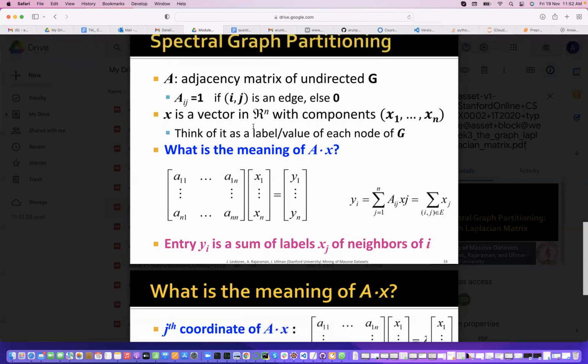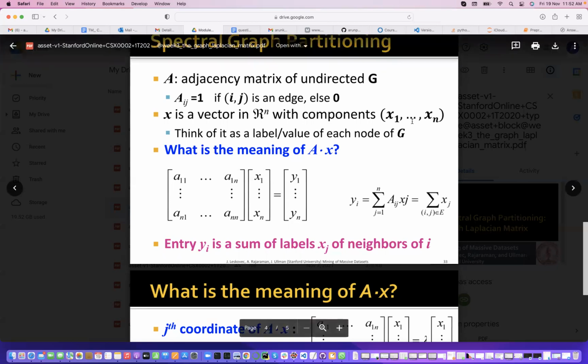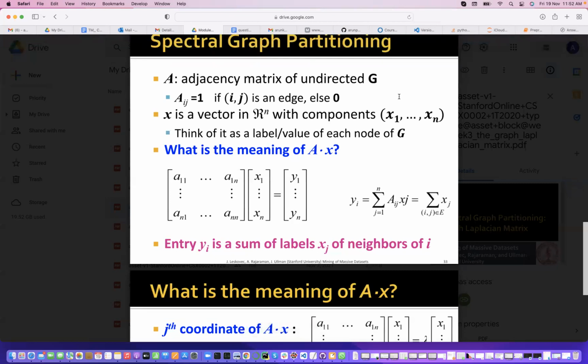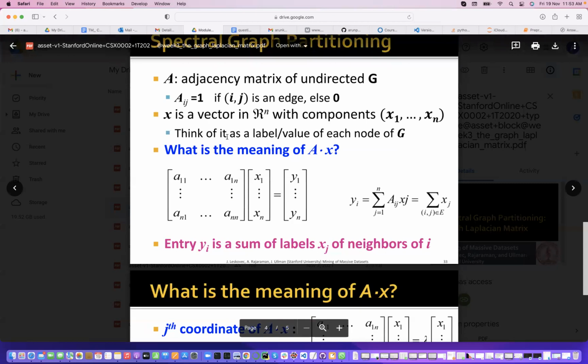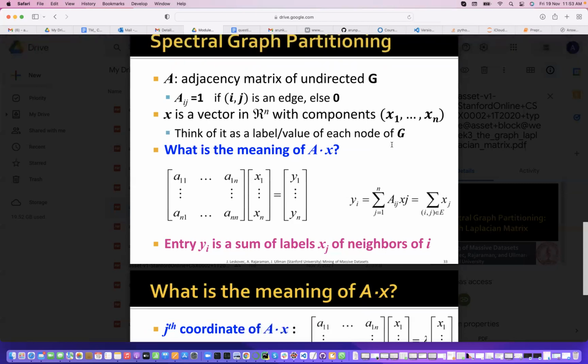X is a vector in Rn with components x1 to xn. This is the new one we are taking now; it is not a representation of the graph. If there are n nodes in the graph, you create a vector of n values x1 to xn. How do we find out these values? Think of it as a label value for each node of G. So for each node, you are attaching some value.